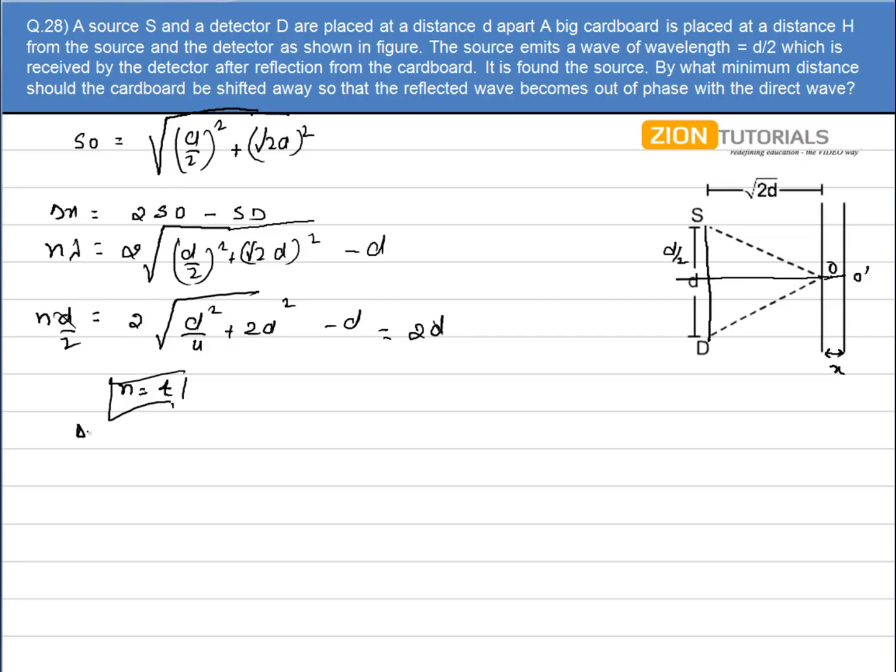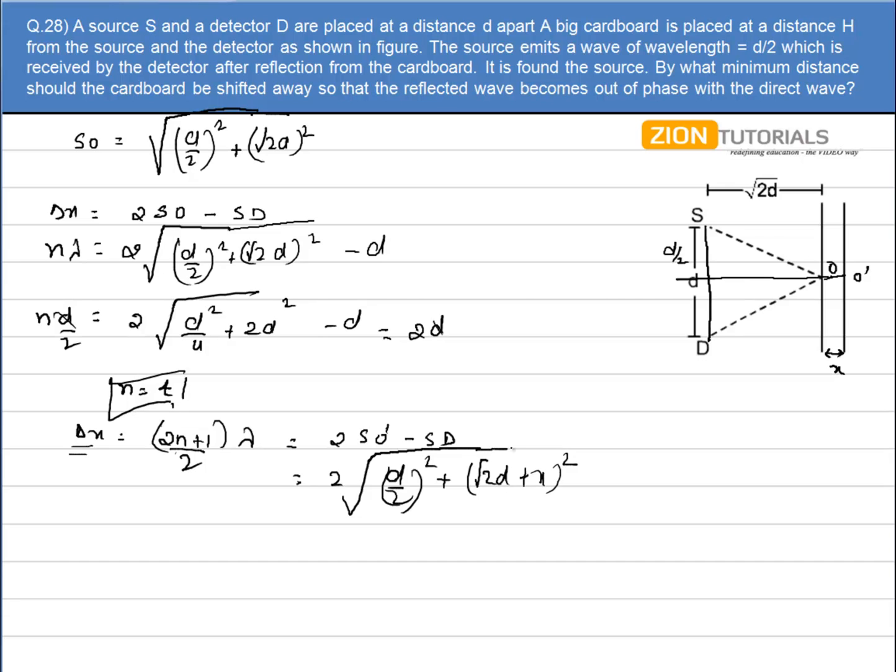So we know that the path difference in case of destructive interference is given by (2n plus 1) times lambda by 2. Fine. So in this case the path difference will now become 2 times SO dash minus SD. So the value of SO dash will be equal to under root of (d/2) whole square as usual plus (root 2d plus x) whole square minus SD, that is the value of d, and substituting n equal to 4 and lambda equal to d/2, I get (2 times 4 plus 1) by 2 into d/2.